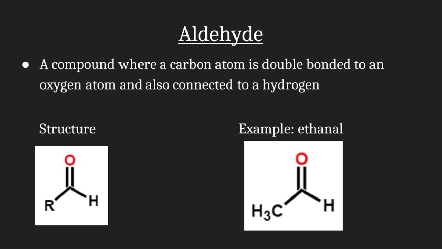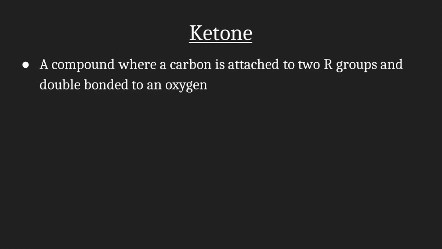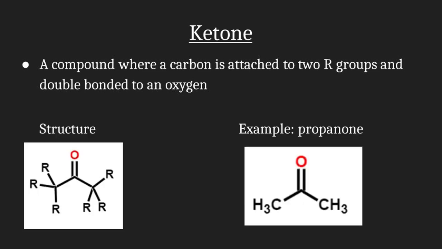That leads us into ketones, where it's a carbon attached to two R groups and double bonded to an oxygen. As you can see in the structure, it's very similar to that of an aldehyde, except that it has two R groups instead of there being a hydrogen. And a good example of this is propanone.